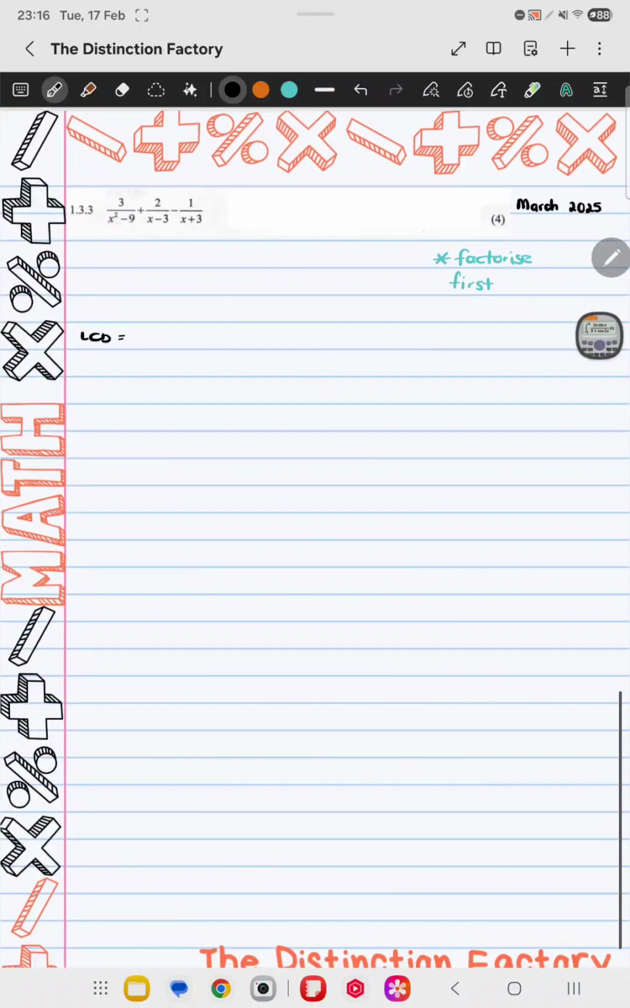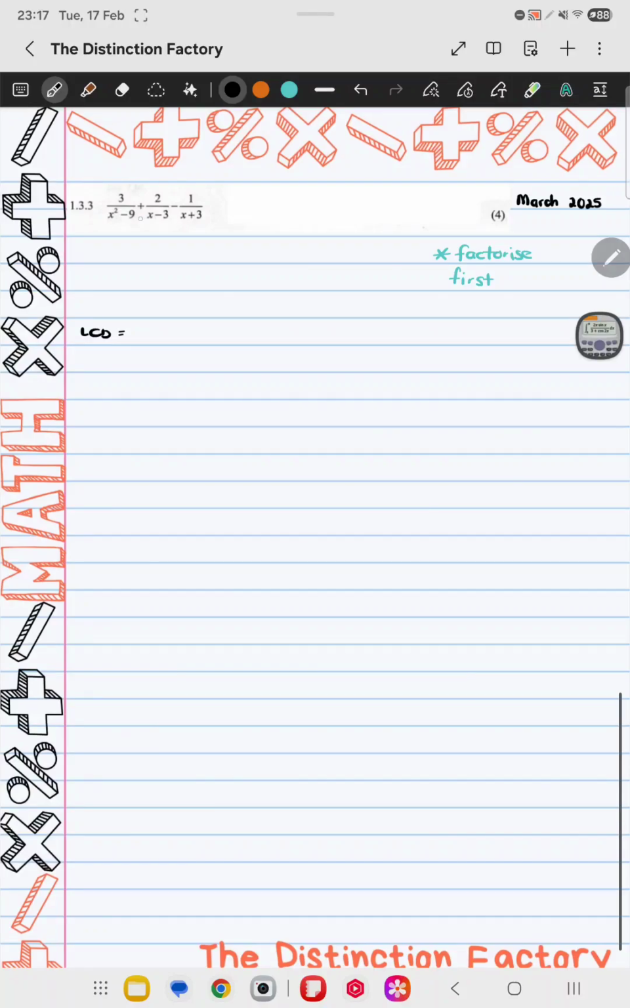I've also pulled up a question from March 2025, question 1.33, to help us understand how to do the higher level algebraic fractions questions. If we are looking at these denominators, we've got an x squared minus 9 here. It's always best to factorize first because you'll see that some of the brackets, or some of the factors rather, end up matching with the rest of the denominators. So first let's go ahead and factorize.